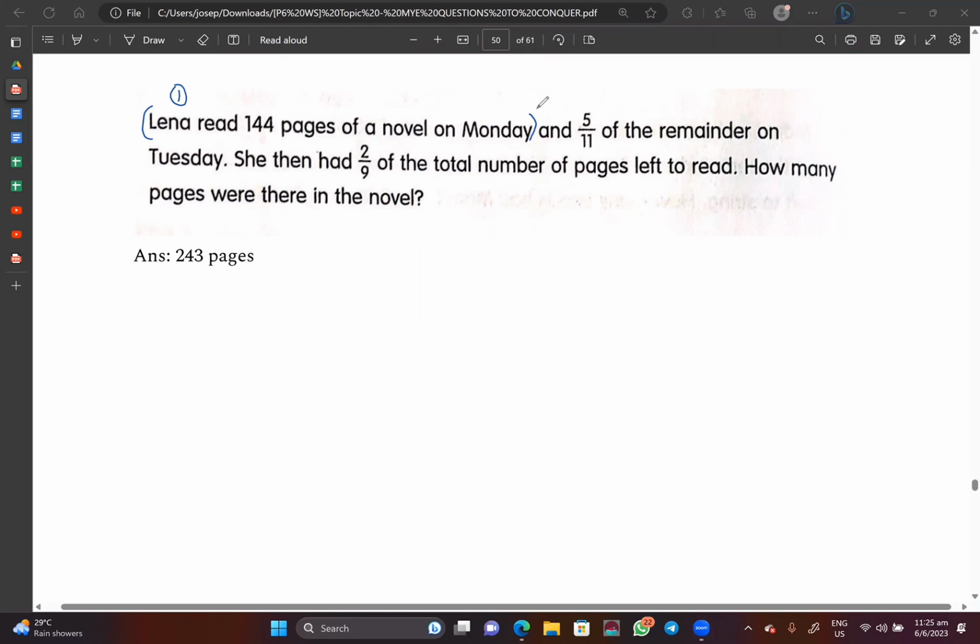Okay? Now, why is this RR? Because of the keyword remainder. Make sense? All right, so we write down RR over here. We know that this is type C. Why is it type C? Because we can see that it started with a whole number.